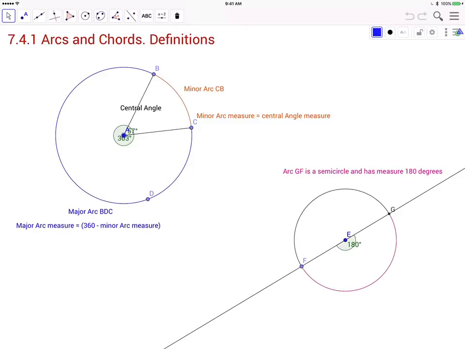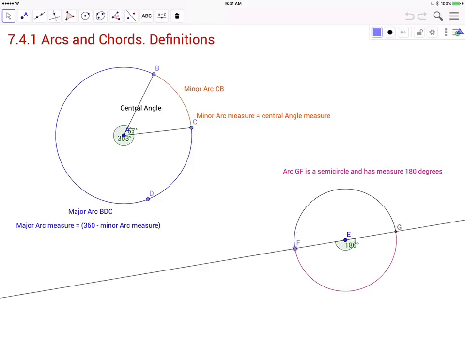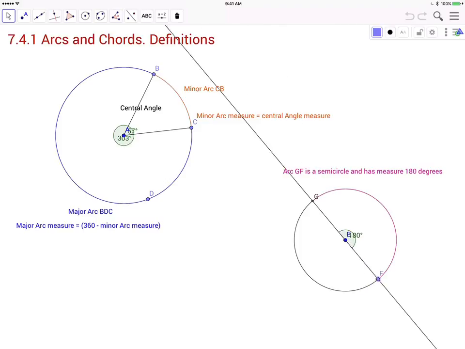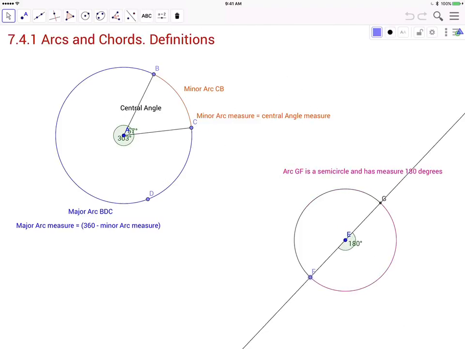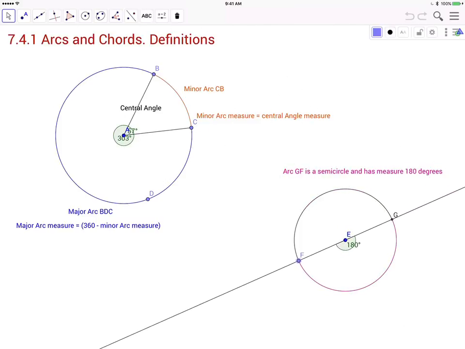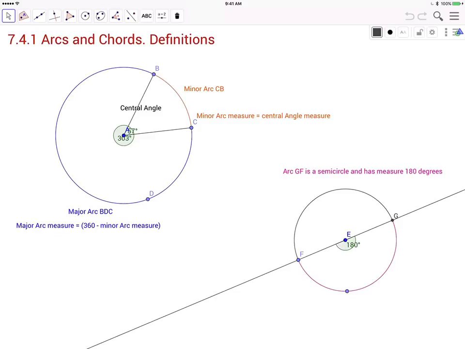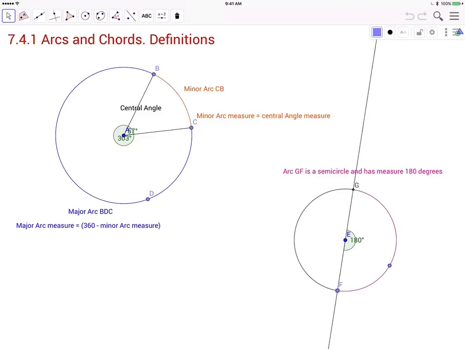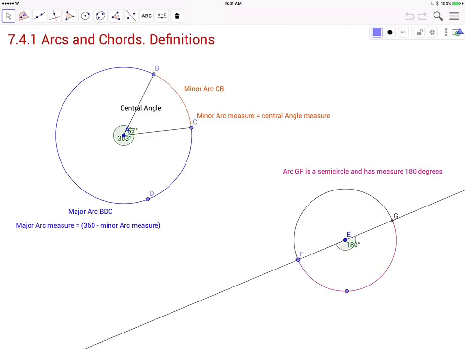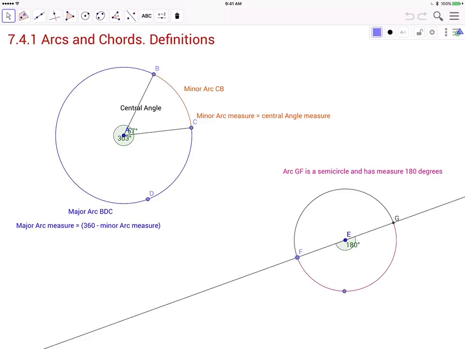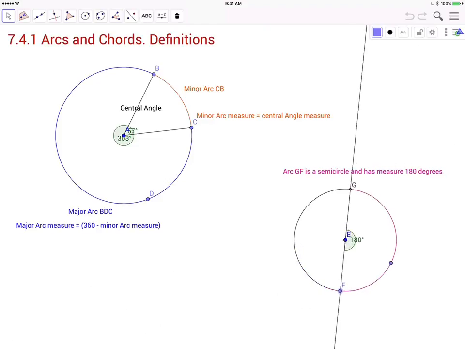Down here on the right, and again, this is not rocket science, a semicircle, therefore, has measure 180 degrees. So what I do have here is GF. You might actually sometimes occasionally see a point in there just so that they know what side of the circle you're talking about, in which case this pink semicircle is 180 degrees. This will be super important when we talk about inscribed angles later, knowing that this semicircle is 180 degrees.